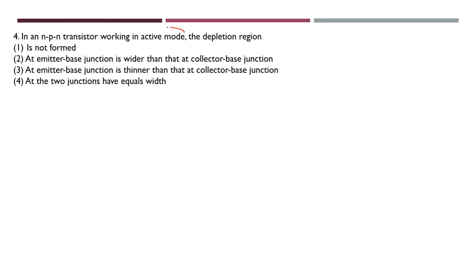Again, the same question based on active mode is given and he is telling about the depletion region. What is the condition for active mode? We know that the emitter base junction should be forward bias and the collector base junction should be reverse bias. So let me draw an NPN transistor here.